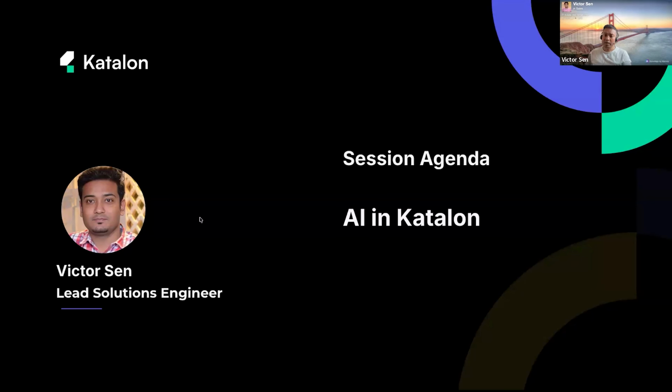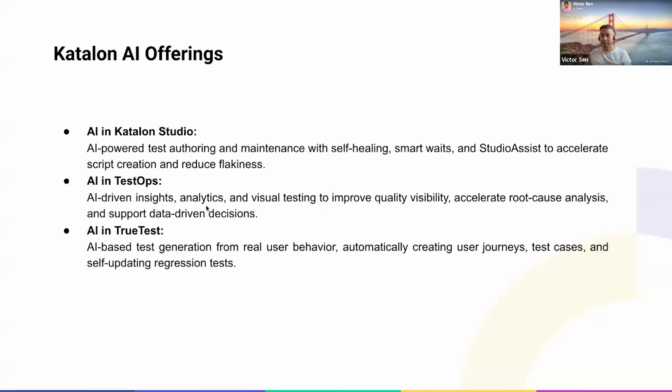Now, when we talk about AI, let's see what we have as AI in Katalon. We have primarily three areas that we offer AI in. The first one is Katalon Studio, which is the authoring capability of Katalon. There you can manage your maintenance, self-healing, and smart waits, and we have a feature called Studio Assist, which can help you create your test cases real quick. I'll show that in detail as well.